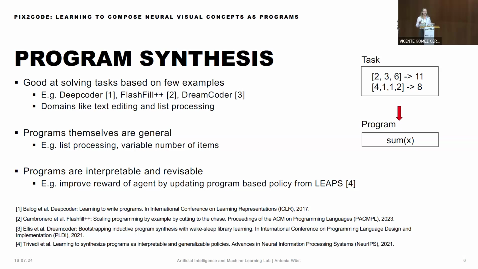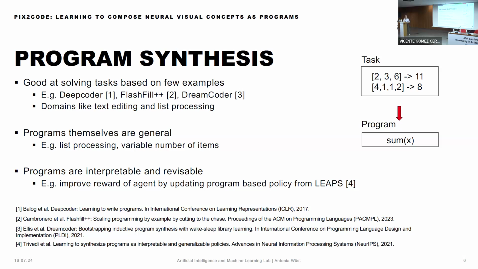One example, if you're not familiar with program synthesis, is given here. Usually you have a task in the form that you have an input and an output, and your goal is to find a program that can map from this input to the output. And here the underlying program that is searched for is the sum of this input list. So the elements in the list are supposed to be summed up to form the output.